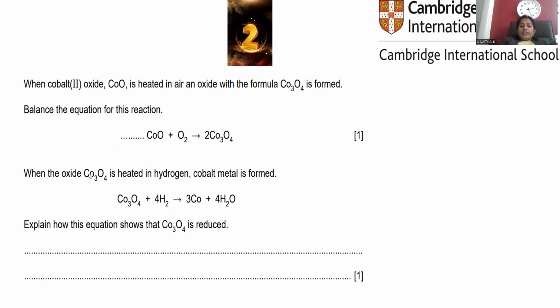When the oxide Co3O4 is heated with hydrogen, cobalt metal is extracted. This is a metal extraction process by reduction. Why can we say reduction? Because whenever hydrogen is added it is called reduction, and when oxygen is removed it is also called reduction. In both ways it is a reduction process. Explain how this equation shows that cobalt(III) oxide is reduced. We have to give a justification, and both questions must be answered.